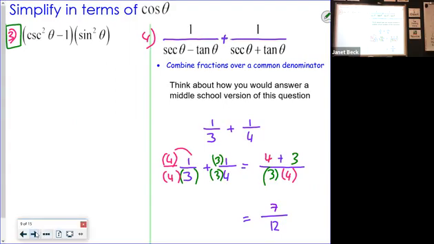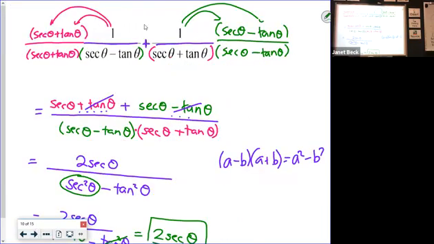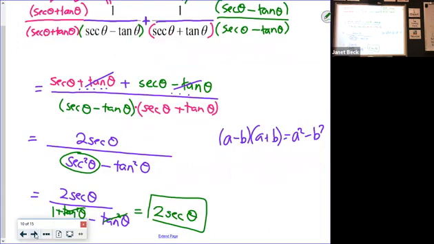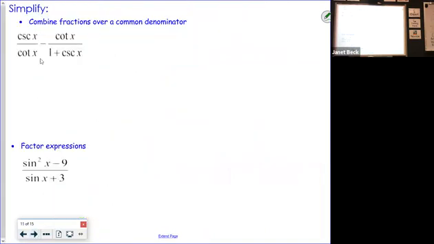This is what number 4 looked like. We did it first with numbers, proving you could do it with numbers to remind you of the math. Then we combined two fractions over a common denominator. Now I want you to practice one on your own. So do this one here. Let's give you a couple of minutes to do that. And then I'm going to show you how to do one with factoring.